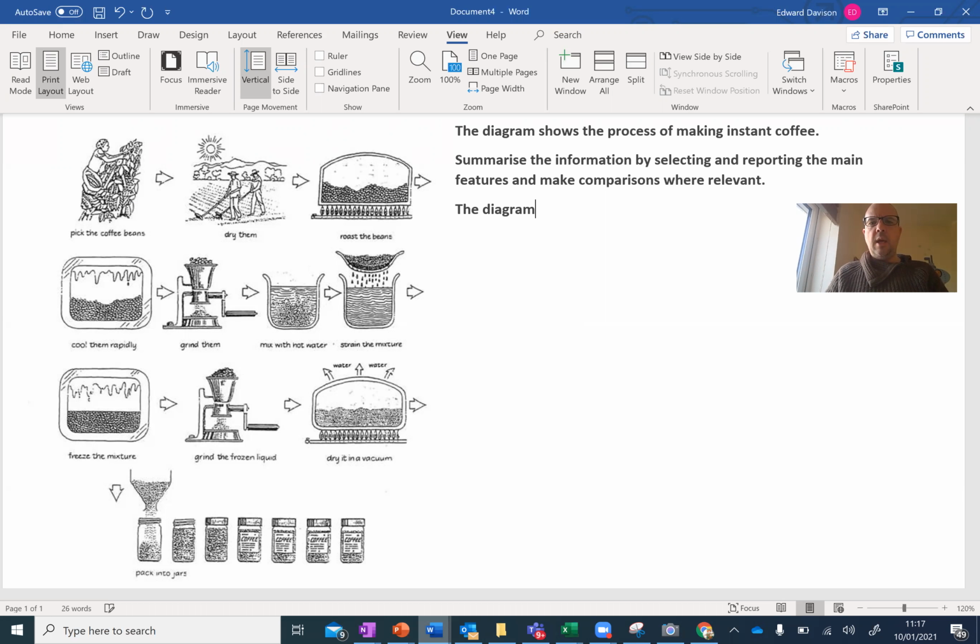I'm just going to say the diagram illustrates. That's all you ever need to say. If they say the diagram shows, you can say the diagram illustrates. If they say the diagram illustrates, you can say the diagram shows. The diagram illustrates.